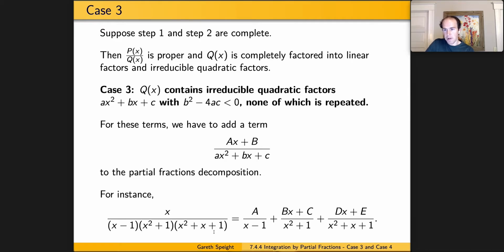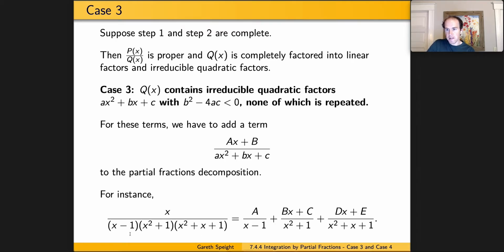Or if we look at x squared plus x plus 1, it's irreducible. If we look at b squared minus 4ac, that would be 1 minus 4, that would be minus 3, that would also be negative. So we're done with step 1 and step 2. And now we have these quadratic terms that are irreducible and non-repeated, so we have to see what to do.